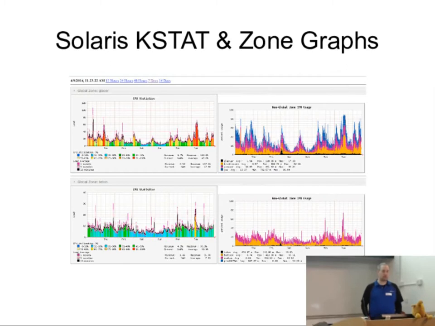But with our bigger zone servers having 120 zones, it's a little more difficult to identify, over the last 15, 20 seconds or 20 minutes, which of the zones were the ones that were taking up a significant amount of time over the system.